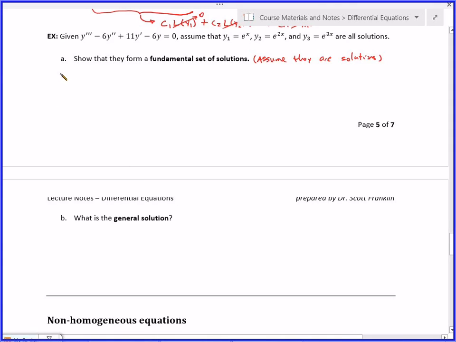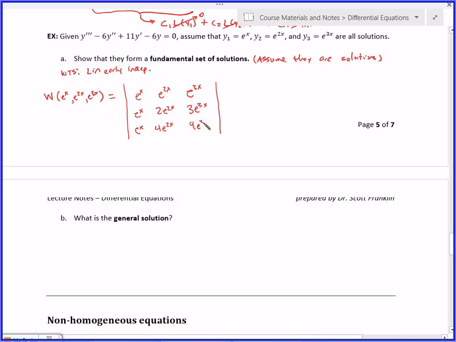Which is used to show linear independence. Okay. So the Wronskian of e to the x, e to the 2x, and e to the 3x is a determinant. The functions go on the first row: e to the x, e to the 2x, e to the 3x. Next row: e to the x, 2e to the 2x, 3e to the 3x. What am I doing? Derivatives. Second row is the first derivative. Third row is the next one. So e to the x, 4e to the 2x, 9e to the 3x.